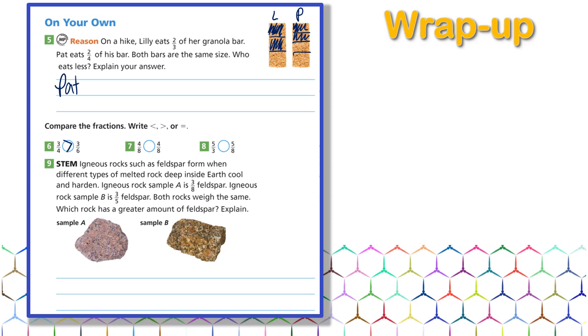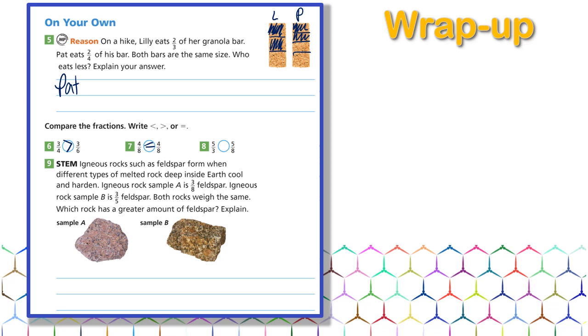Let's look at number 7. Our numerators are the same. We're counting 4 parts in each. And our denominators are the same. What symbol would we show when 2 fractions are the same? Right, the equal sign. So 4/8 is equal to 4/8.